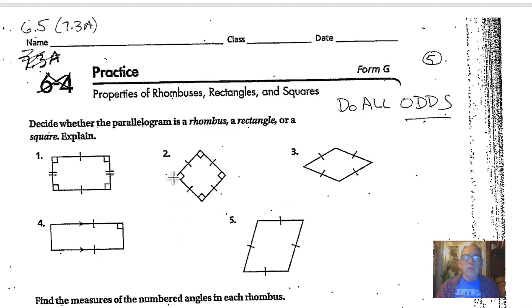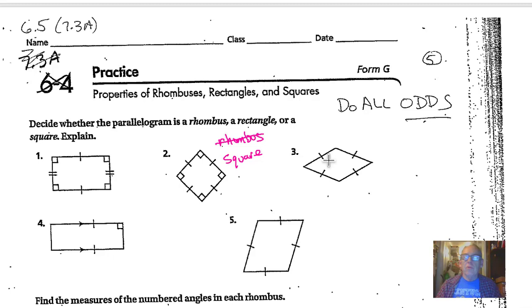So let's talk about these. Let's look at number 2. Number 2 is a quadrilateral that has all sides congruent, which makes it a rhombus. But also it has right angles. So a rhombus with right angles is a square. So square is the best answer for number 2.